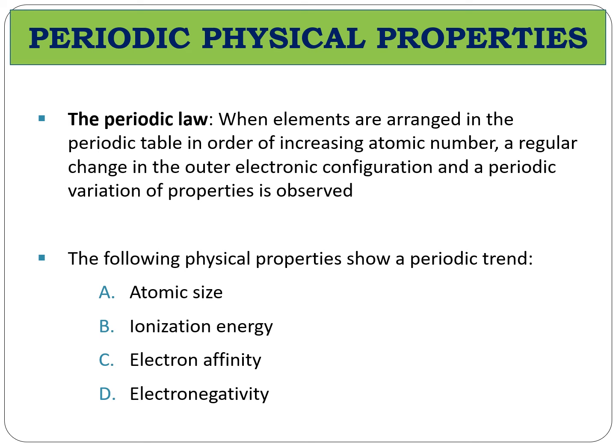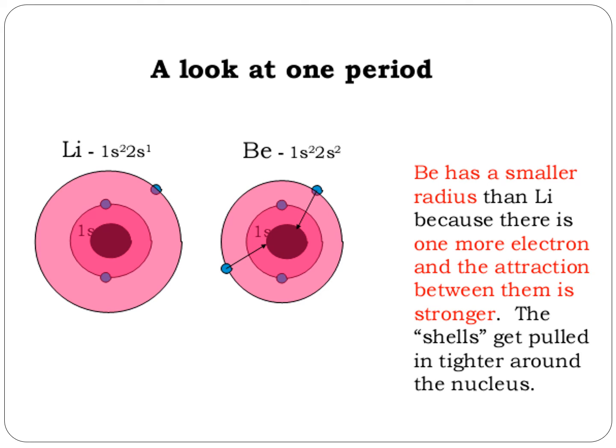So now we go with periodic physical properties. Physical properties normally are according to the atomic size, ionization energy, electron affinity, and also electronegativity. Okay, one by one. Okay, look at one period. For example, we have 1s2 2s1. Okay, 1s2 2s2. This is period 2.